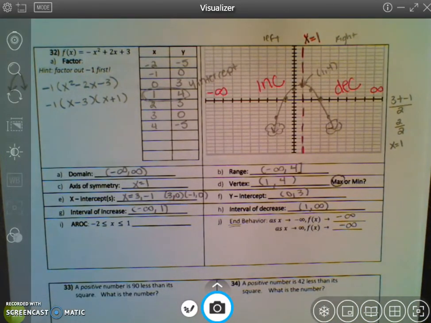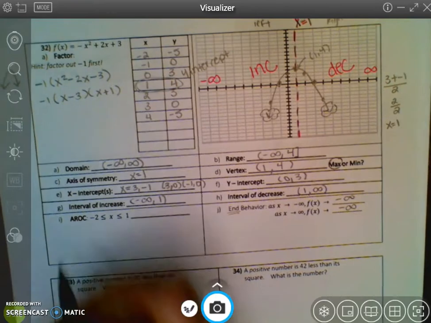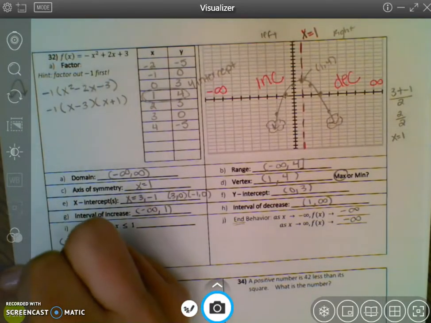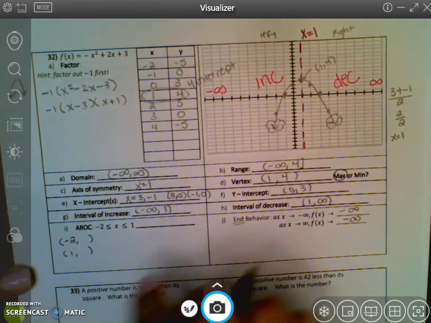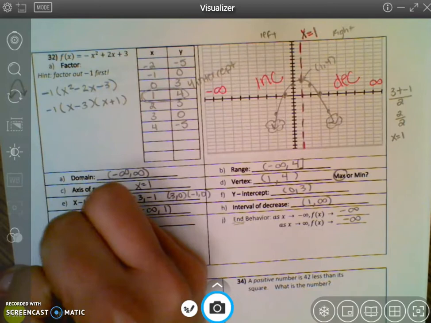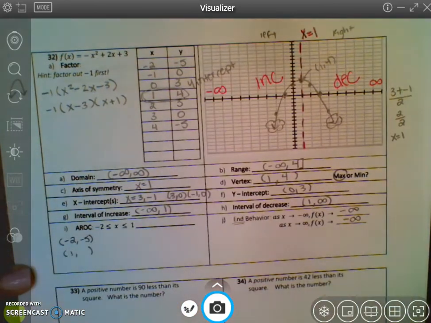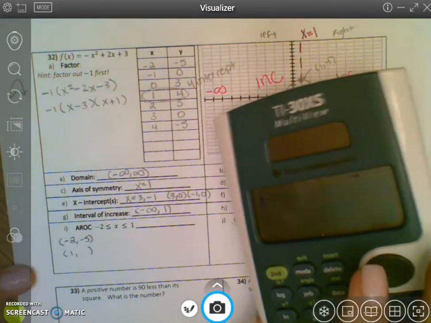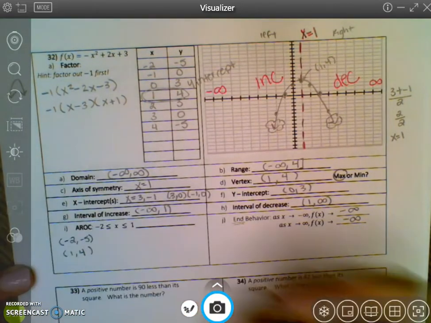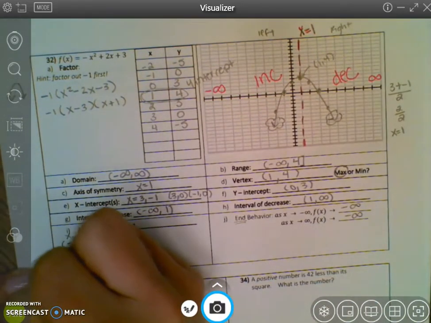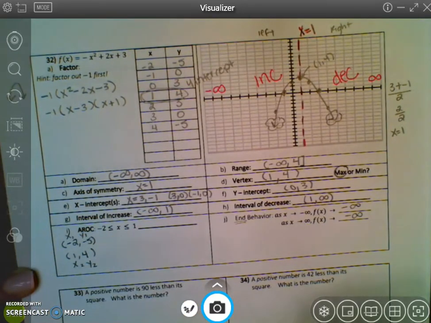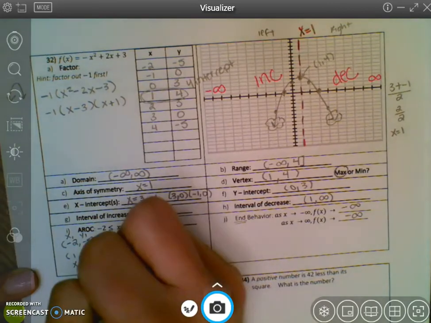Okay, last but not least, let's do the average rate of change. Remember, these are x's, so -2 something, 1 something. Are they in the table? Yes, they are. If they're not in your table, then go ahead and just put it into your calculator and find the table. 1 is 4. So again, x1, y1, x2, y2. We're using the same formula as before.